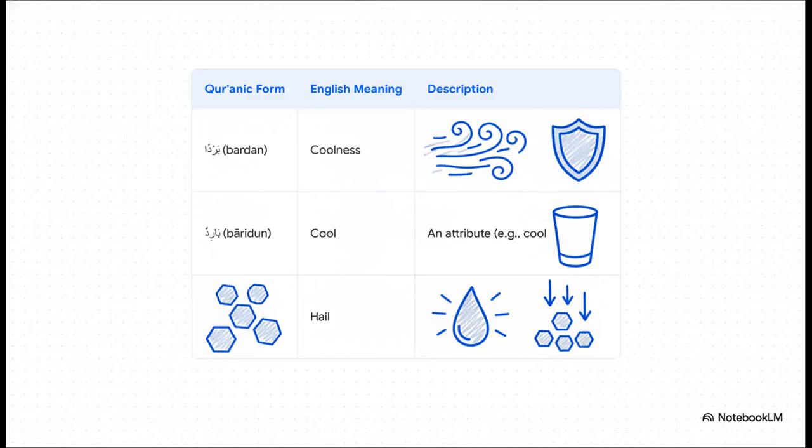And, just like our action root, this result root shows up in a few different forms. It can be bardun, which is a state of coolness or relief. It can be baridun, the attribute of being cool, like cool water. And this is fascinating. When that stabilization gets condensed down into little individual units, it becomes baradin, which means hail. All of these point to a process that's reached its final sealed state.